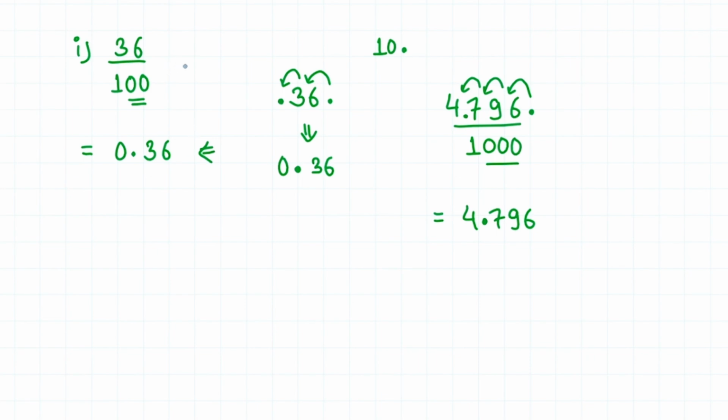So in our particular case, we had 36 by 100. Our answer is 0.36. And we know that this is a terminating decimal expansion. And our first question is done. Now let's move to our second question.